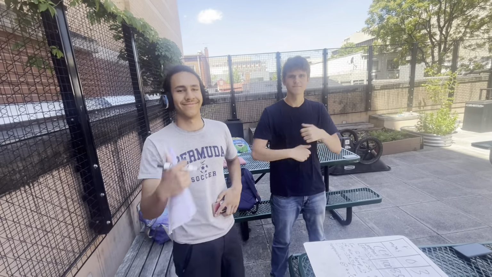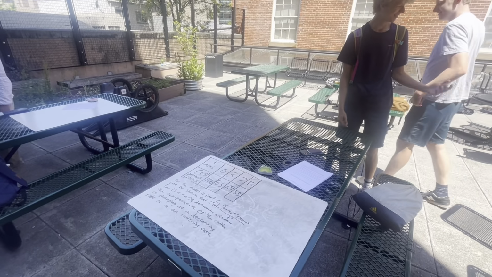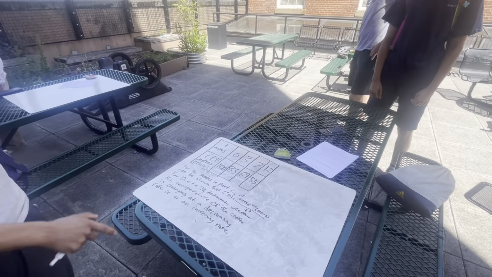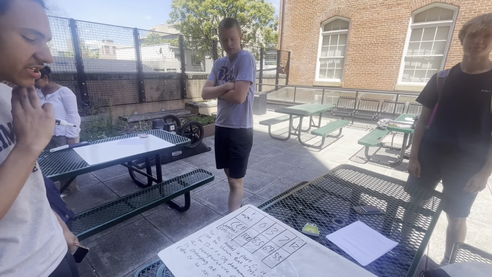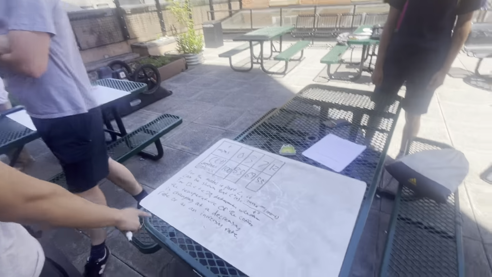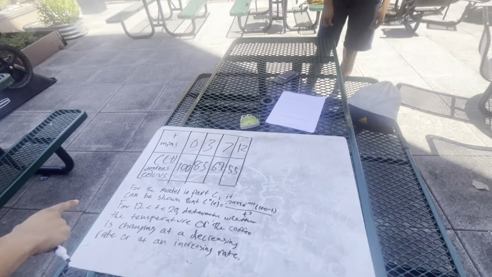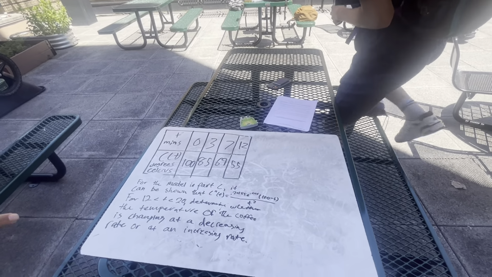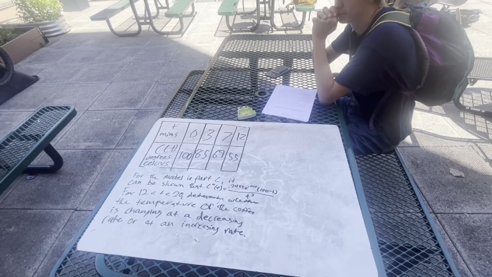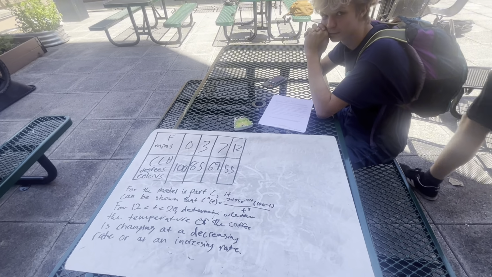All right, so for this last question, it reads: for the model in part C, it can be shown that C double prime of t is given here. Considering that for 12 < t < 20, determine whether the temperature of the coffee is changing at a decreasing rate or at an increasing rate.